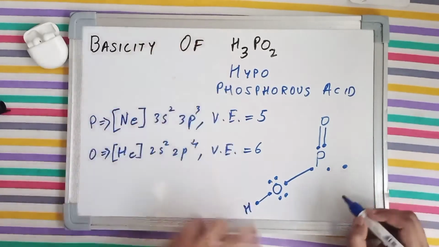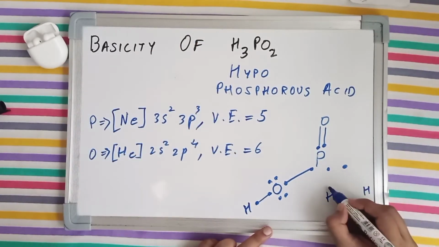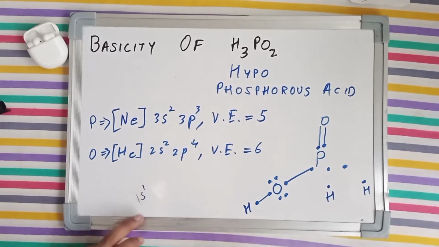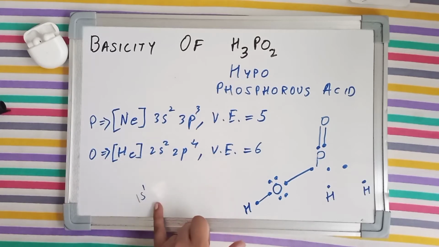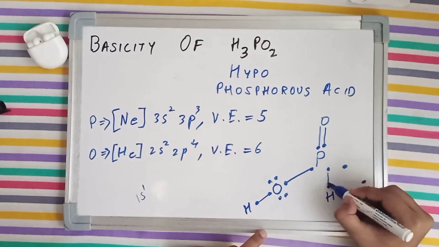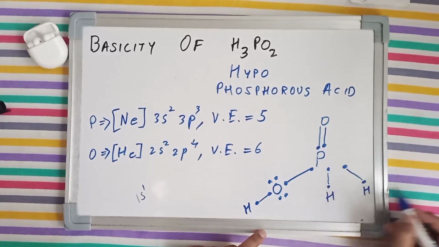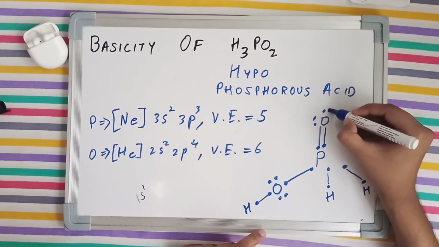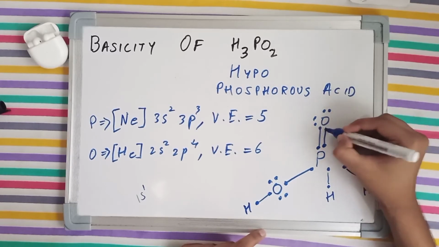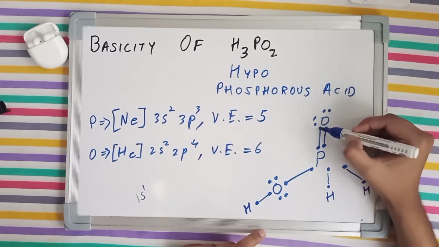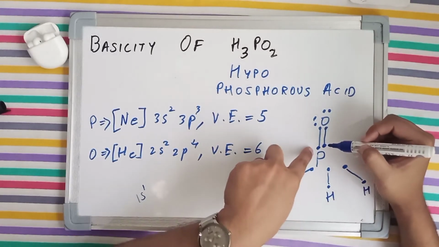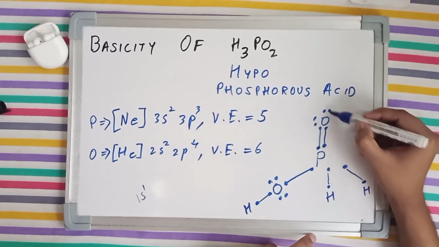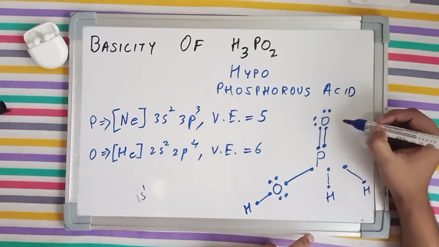Now I've got 2 hydrogens left, so I'm going to draw 2 hydrogens having single electrons, because the electronic configuration of hydrogen is 1s1, having a valence electron of just 1 electron. So it will make single bonds with phosphorus, and they have also completed their duplets. Oxygen here also has completed its octet. It had 6 valence electrons, and after making the bond, it has also shared electrons and has now completed its octet, 1, 2, 3, 4, 5, 6, 7, 8.